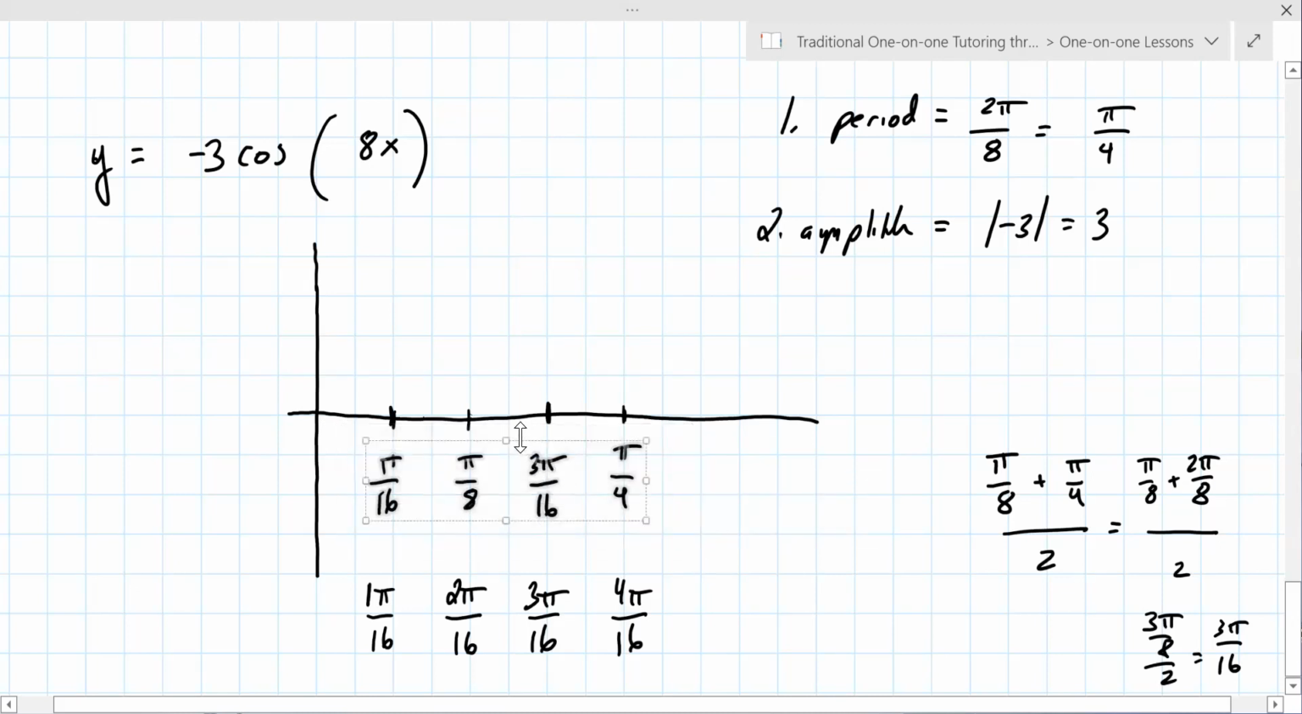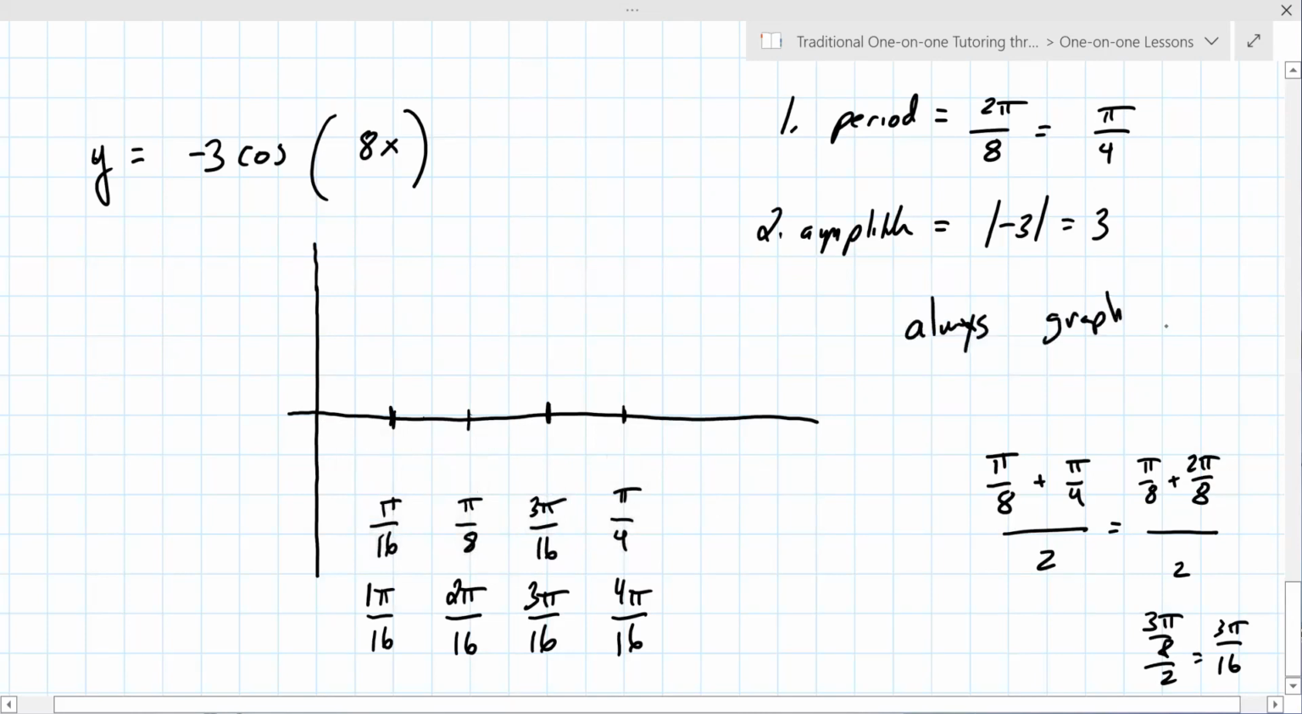All right, so just sometimes these get in the way when graphing. I'm gonna have to move these around a little bit. So I'll write this down: always graph the parent function after you do the period. Like, don't try to do too much. It's an easy way to make mistakes.